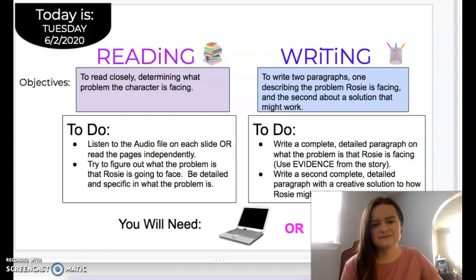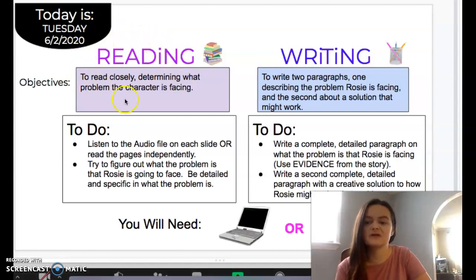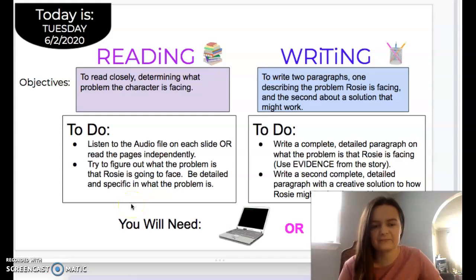Hey, fourth graders. Today for your reading and writing lesson, you are going to pay attention to our objectives. Our objectives are right here for reading and for writing. You also have a little to-do list down there. This will help you if you're unsure of what you have to do for today. You can go back to this slide whenever you feel it is necessary.